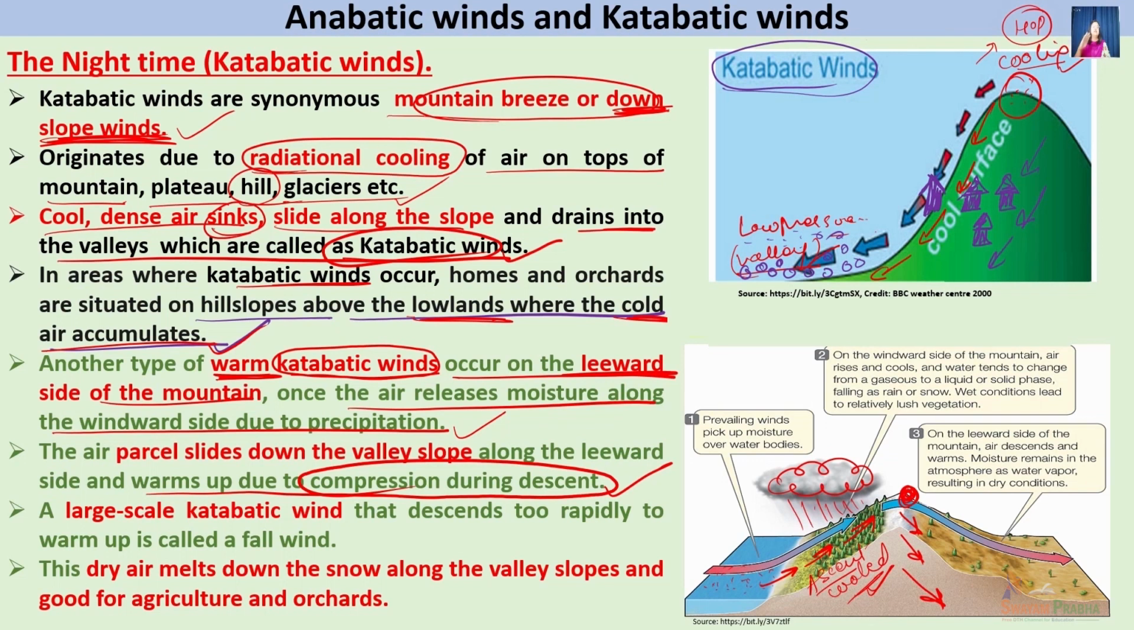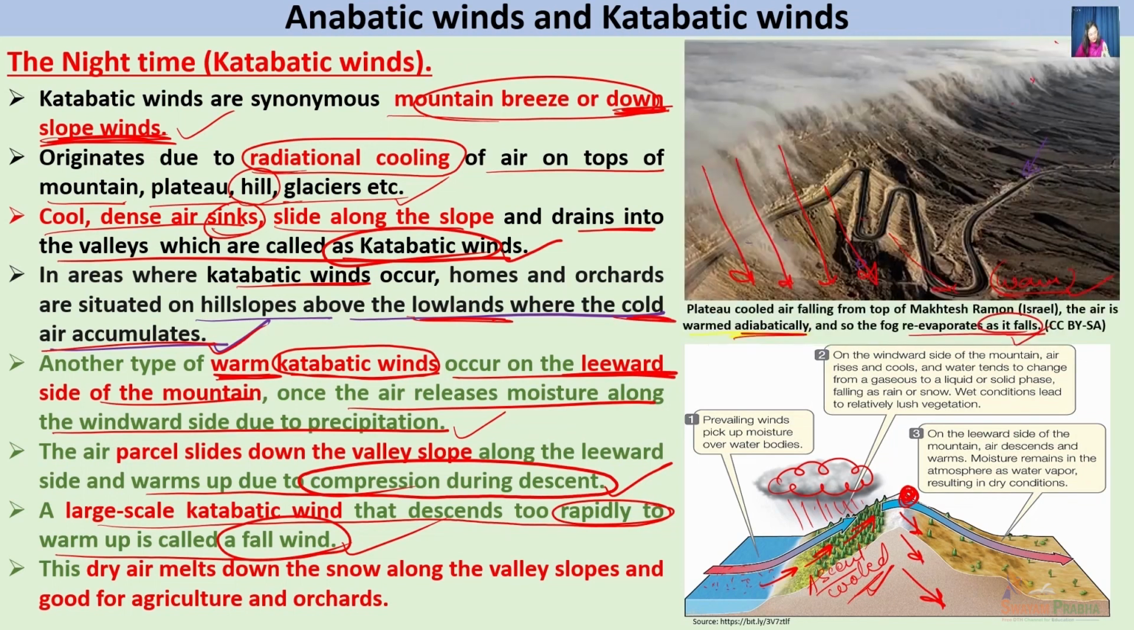As the air starts descending towards the valley bottoms, what happens? Near the valley bottom, you have more atmospheric pressure, which leads to the compression of this air parcel descending the valley. As a result, this air becomes warm when it reaches the valley floor. A large scale katabatic wind that descends too rapidly to cool down is also called a fall wind.